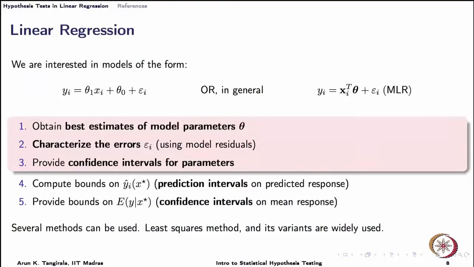You say across all possibilities of x, what would be the possibilities of x, across all possibilities of epsilon, what would be the average of y. You would average that, and that is called the mean response. One is called the point response and the other is called the mean response, and we may want to also provide confidence intervals on the mean response.